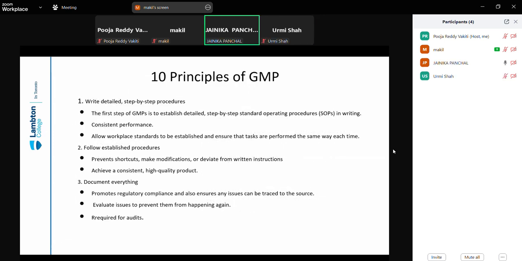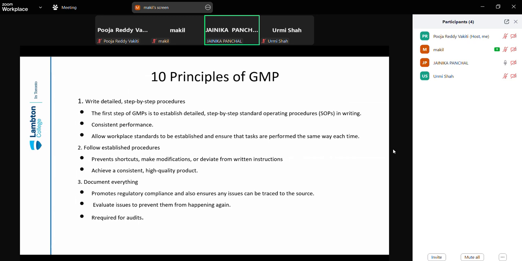Thank you, Urmi. Now we understand the principles of GMP. So today I will cover the principles and how they contribute to maintaining high quality production processes. So basically the first one is write detailed, step by step procedures. The foundation of GMP is having standard operating procedures written in detail. This ensures consistency in performance and allows workplace standards to be followed accurately every time.